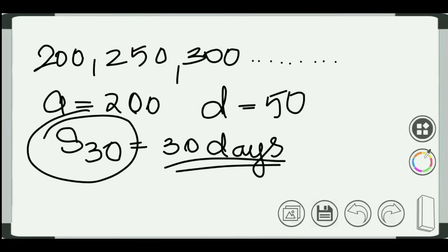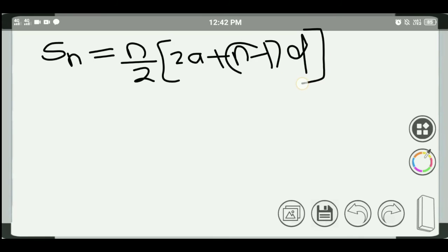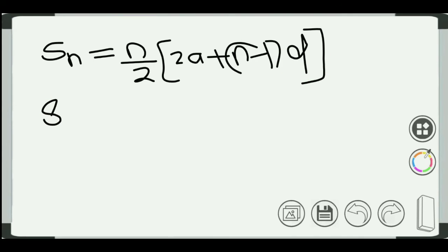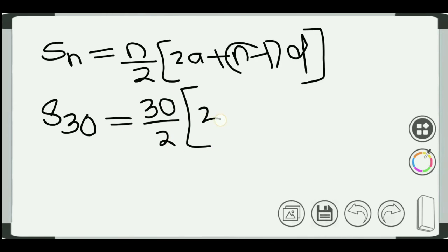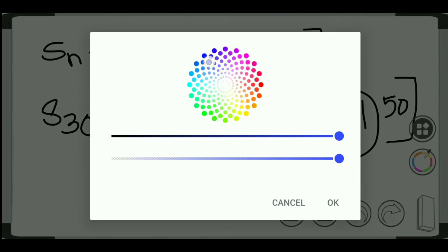Sn is equal to n by 2 into 2a plus n minus 1 into d. Okay, so your Sn formula is what? n by 2 into 2a plus n minus 1 into d. So I am putting the values. Sn up to 30 days, right? So S30 is equal to 30 divided by 2 into 2 into a, which is 200, plus n minus 1, n is 30, 30 minus 1, into d, which is 50. So you can solve this one.